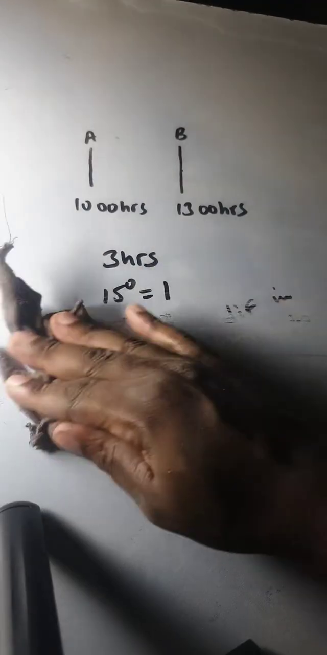The next one, B, is saying a plane flew from B to C at a speed of 600 knots. How long did the plane take? When they say how long, they're actually asking us for time.